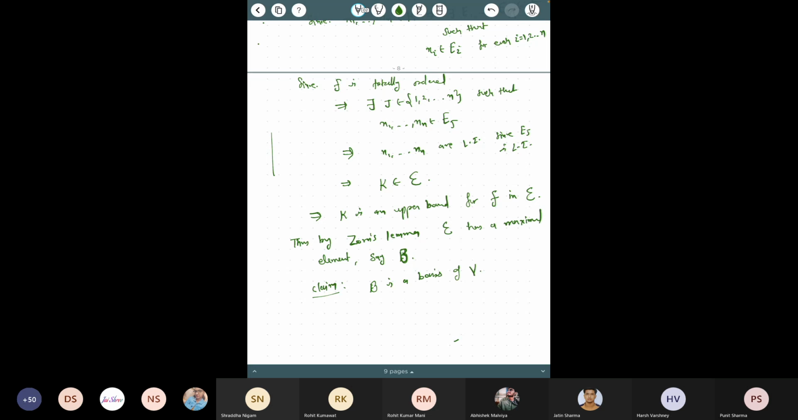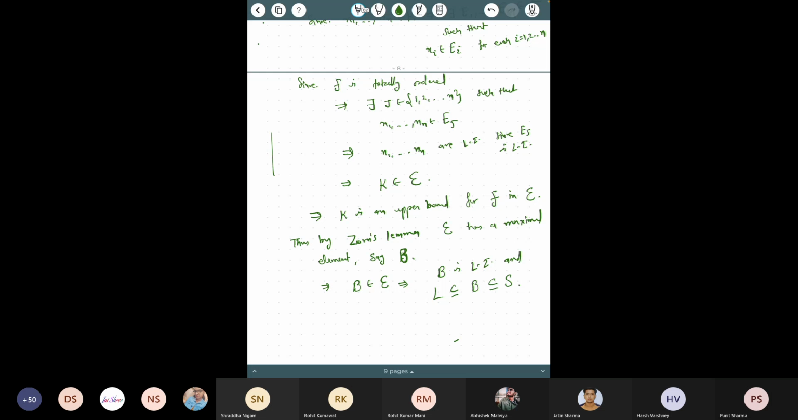So clearly, maybe before this, first you observe that since E has a maximal element, what does it mean? It means that B belongs to E. What does that mean? It means that B is linearly independent by definition, and B contains L and is contained in S.